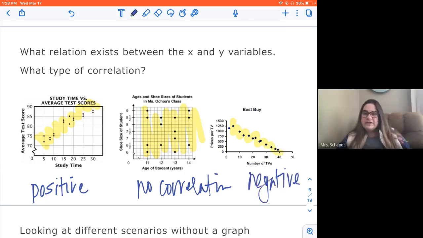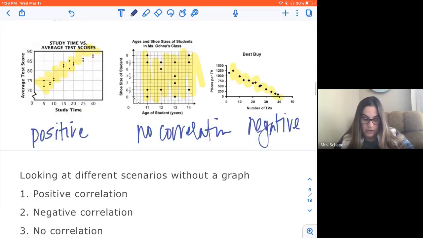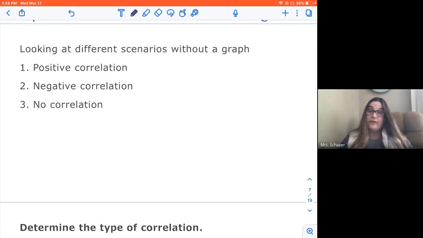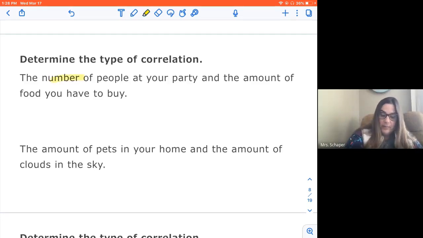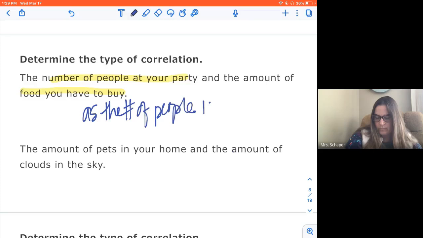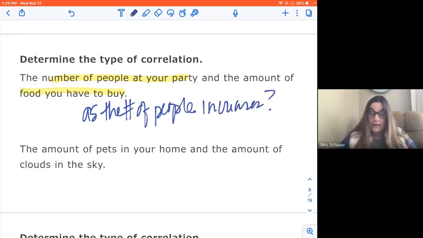All right. So far we've talked about correlation and we've talked about how to create a scatter plot. Now, what we're going to do is we're going to look at different scenarios without a graph. So looking at a specific story, a scenario, all right? How does the number of people at your party and the amount of food you have to buy correlate? All right. So as the number of people increases, what happens to the amount of food you have to buy? It's going to increase, right? The food is going to increase.